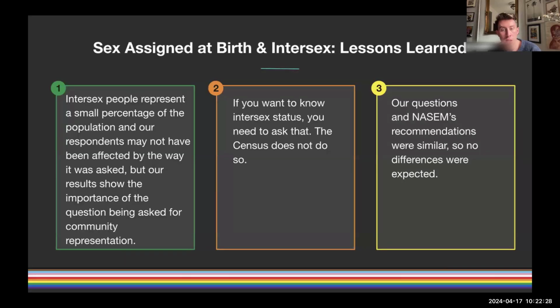Zooming out and considering what we've learned, one, we know intersex people represent a small percentage of the population, and our respondents may not overwhelmingly identify as intersex and may have been affected by the way it was asked, but our results do show the importance of the question being asked for community representation. Two, if you want to know intersex status, you should ask it. To that end, we should be mindful of why you're asking it and reflect on how this data will be used in your analysis. And then finally, we did not expect to notice really any difference between NASEM and our construct designs, given their similarities.